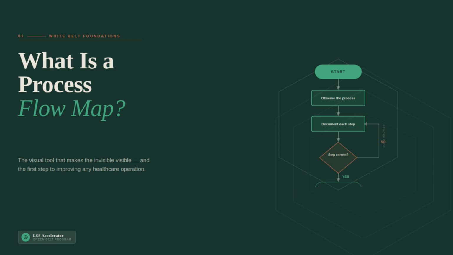Here's why this matters from a Lean Six Sigma standpoint. In Lean Six Sigma, we have a principle. You cannot improve a process you cannot see. A process flow map makes the invisible visible. It takes something that lives in people's heads, usually differently in each person's head, and puts it on paper, so the whole team is looking at the same reality.